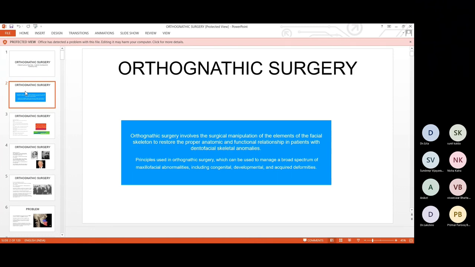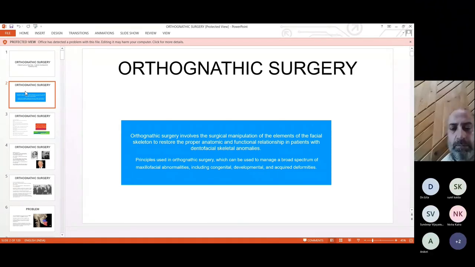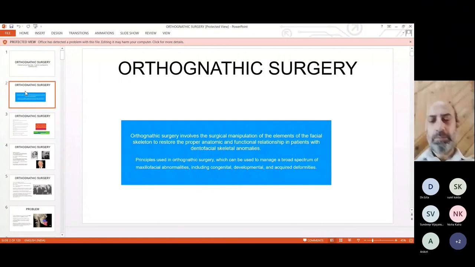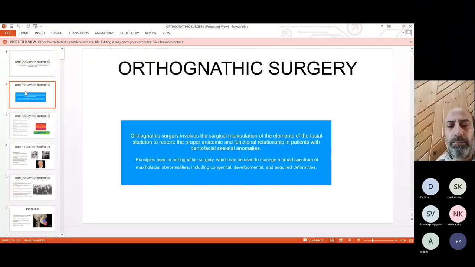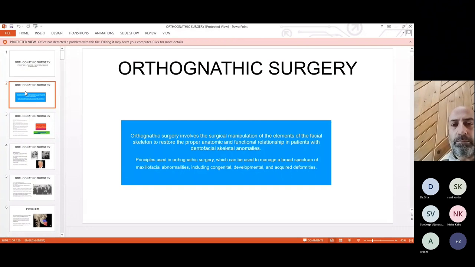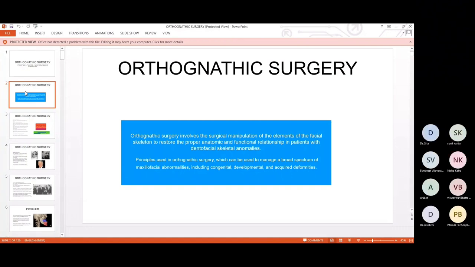Principles used in orthognathic surgery can also be used to manage a broad spectrum of maxillofacial abnormalities, which usually result from congenital, developmental, acquired, or even traumatic and cancer deformities following ablations.